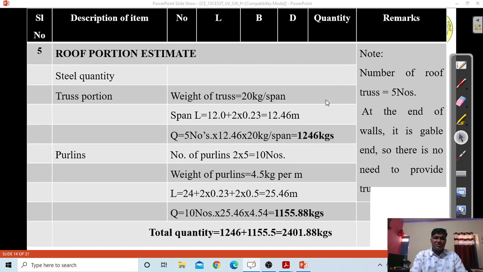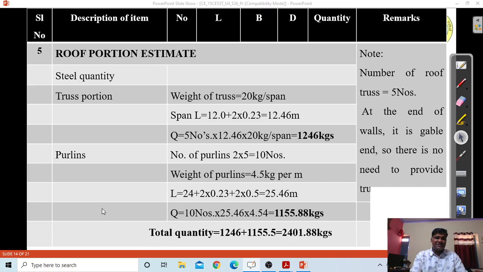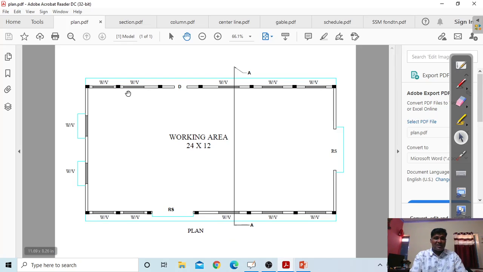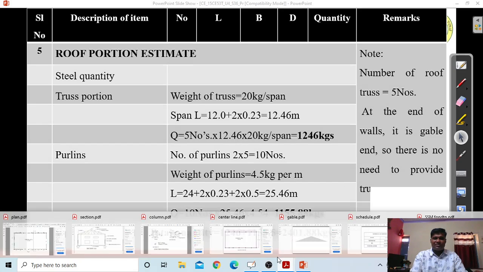Then going into the roof portion estimate, the roof portion estimate consists of truss portion, purlins and asbestos cement sheet coverings. For the truss portion, as I told you earlier, there are 5 trusses, 1, 2, 3, 4 and 5. At the ends there will be no trusses. So what is the length of the truss? The length of truss is 12 meter, the internal dimension, plus the outer total dimension, 2 into 0.23 meter. That is evident in the plan.